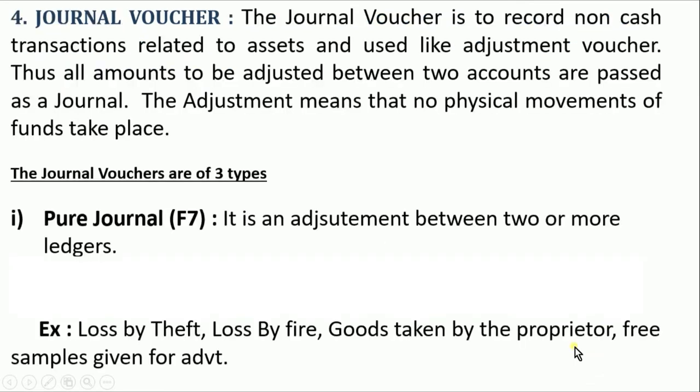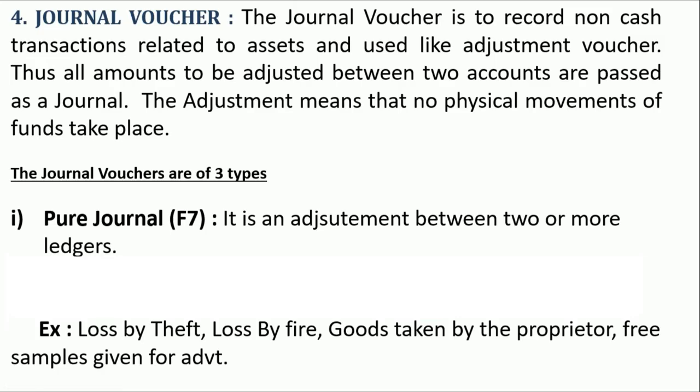Next is journal voucher. The journal voucher is to record non-cash transactions related to assets. Okay, but remember, in new Tally, even in the journal voucher we can take cash, but in earlier Tally that was not the case. And by referring to that, we can say that the journal voucher is to record non-cash transactions related to assets, and it is used like an adjustment voucher.